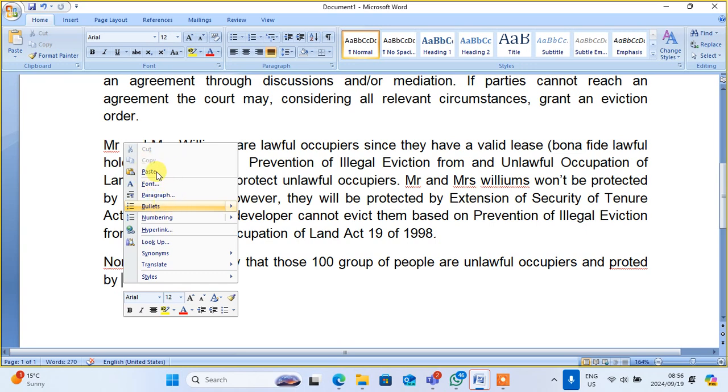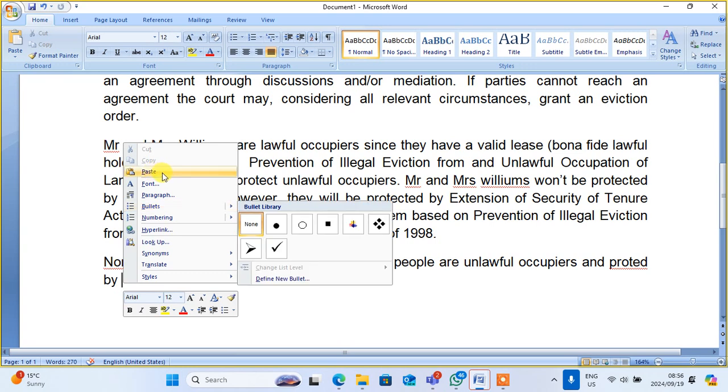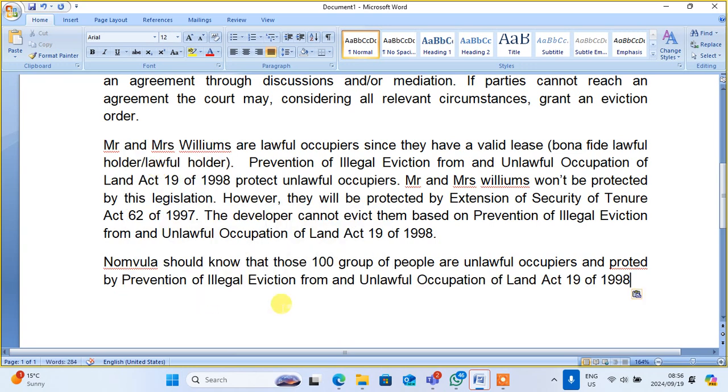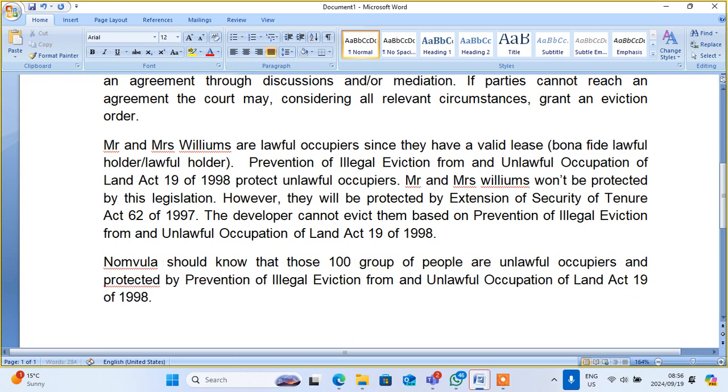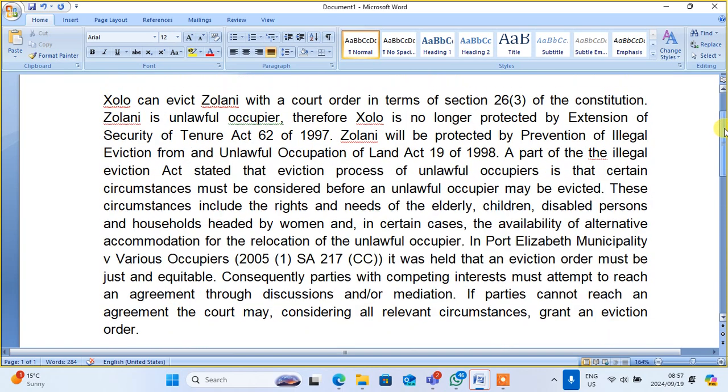Sorry, I don't know why it takes time to copy and paste. Maybe there's some free update. Yes, they are protected by the Prevention of Illegal Eviction Act.